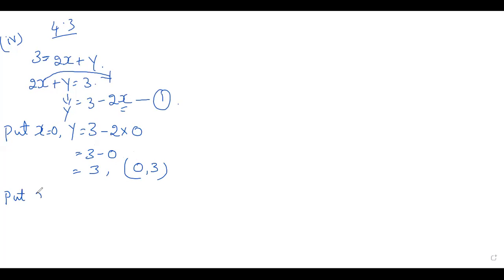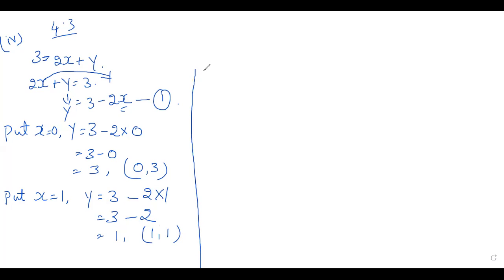Next, put x is equal to 1. Now 3 minus, what is the equation? 3 minus 2x, 2 into 1. We'll write 2 into 1. 3 minus 2 into 1 is 2. 3 minus 2 is 1. Okay. Now what are the points here? 1, 1.